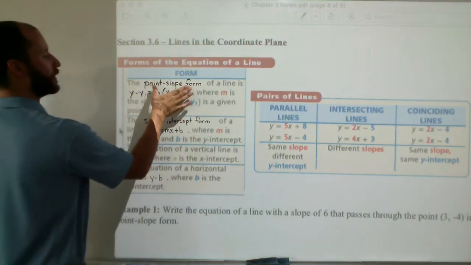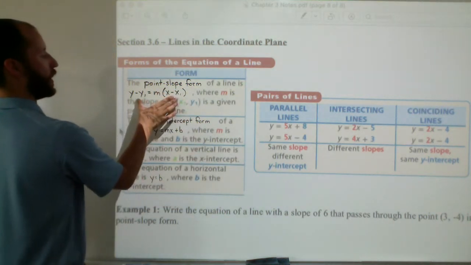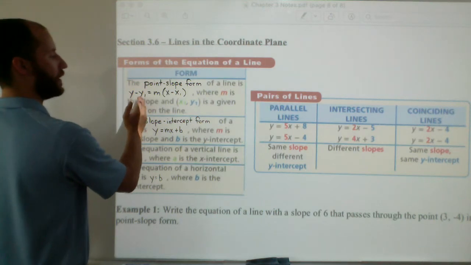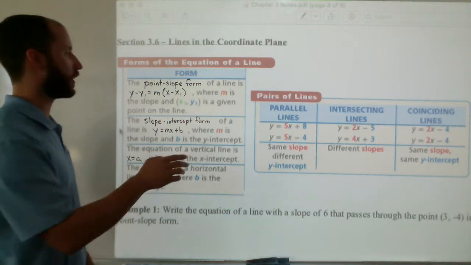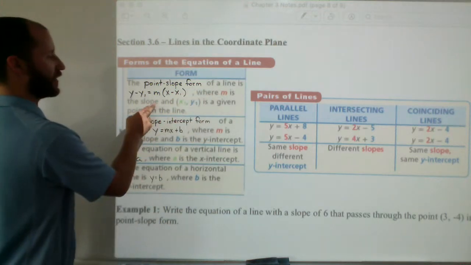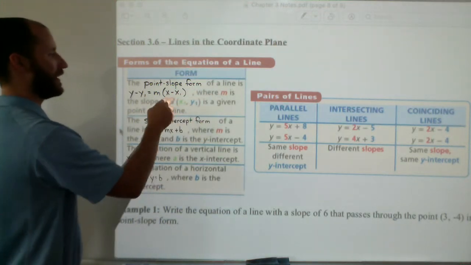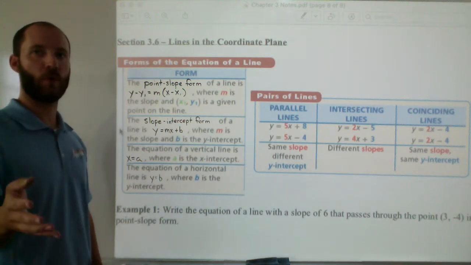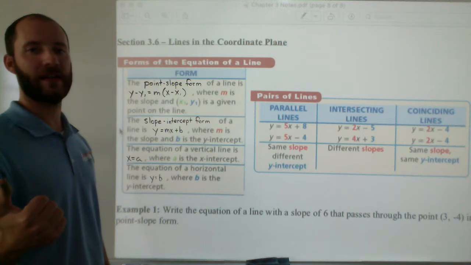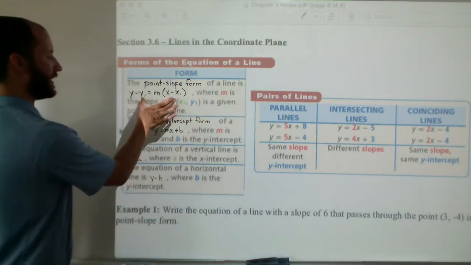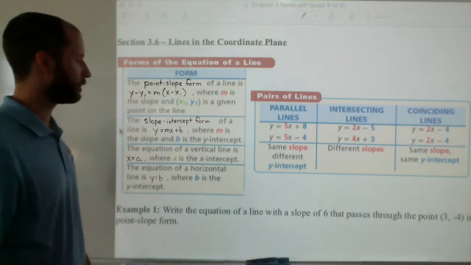So the point slope form of a line, here's the equation right here. y minus y1 equals m(x minus x1). In point slope form, m is the slope, and x1, y1 is a point on the line. So a point and the slope. If you have a point on the line and the slope, it's easiest to use point slope form.